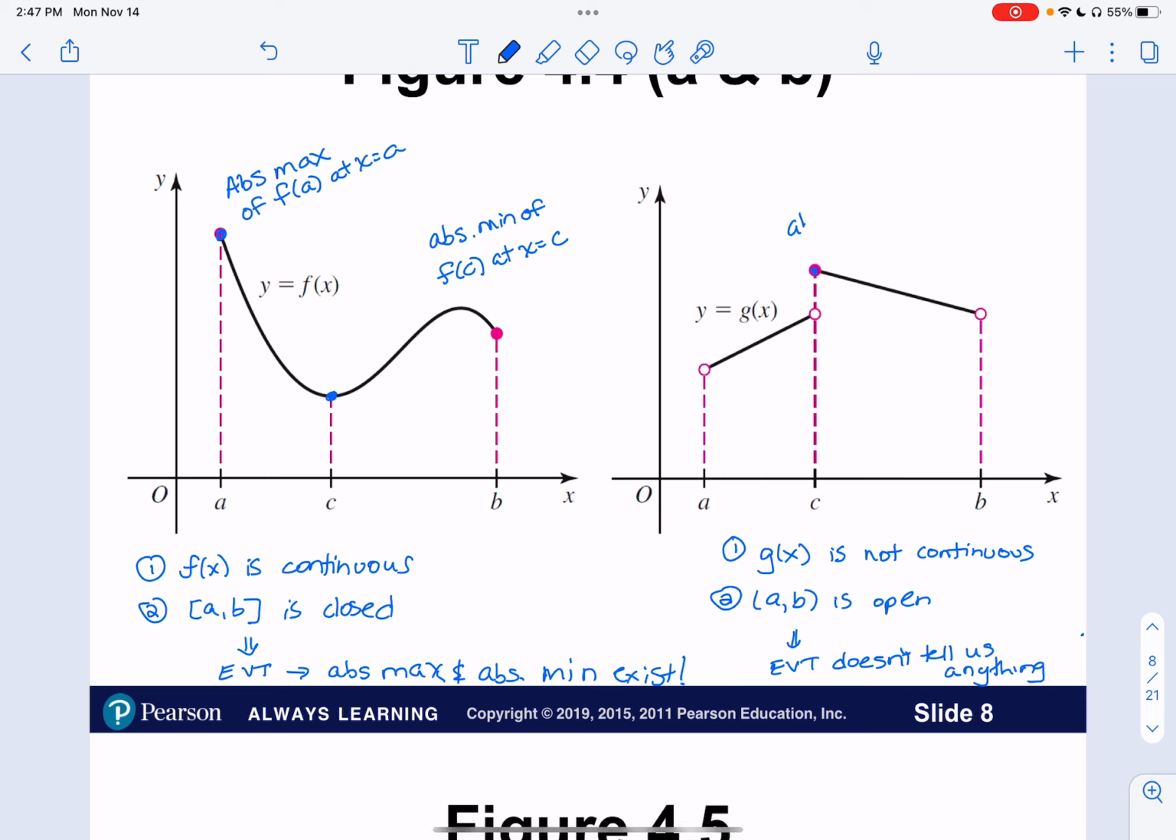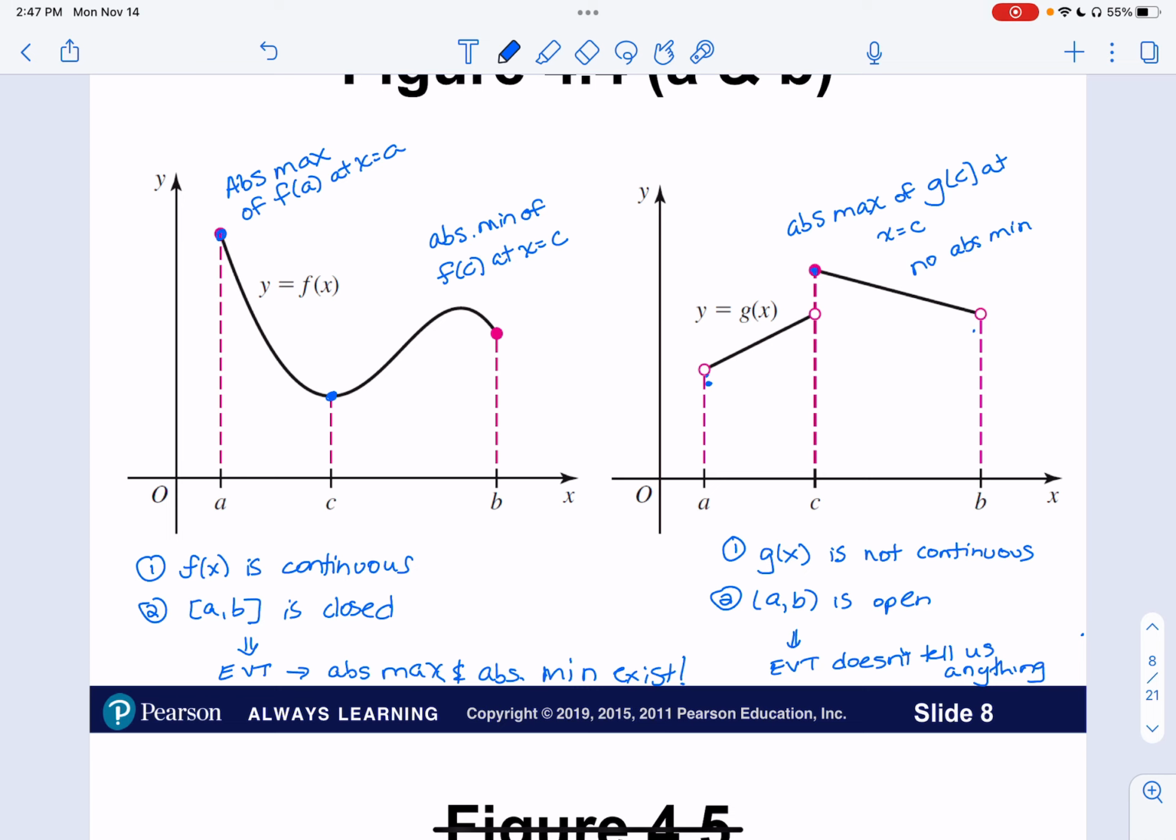So we have an absolute max of g of C at x equals C. And we have no absolute min, because if I look at my potential options for my absolute min, it would probably be this one right here. But A is not included.